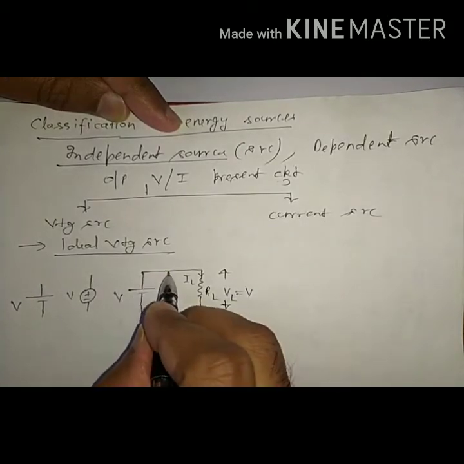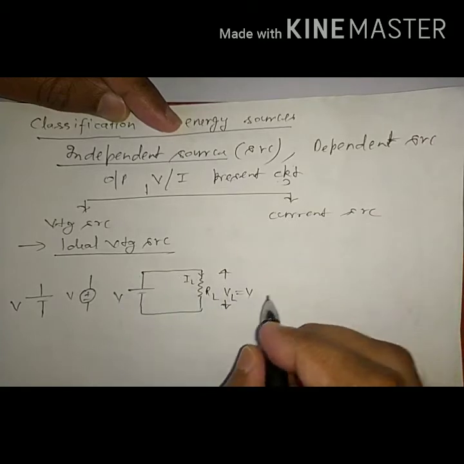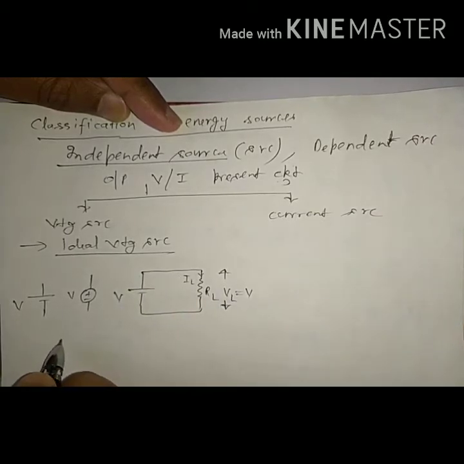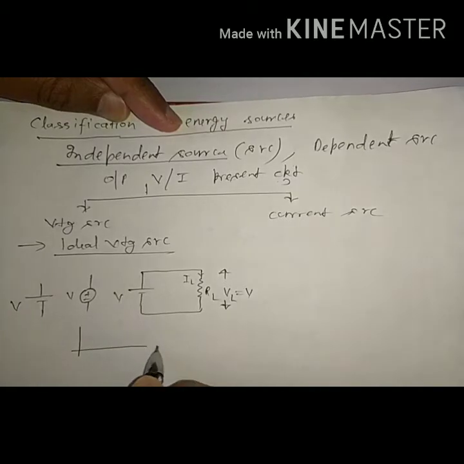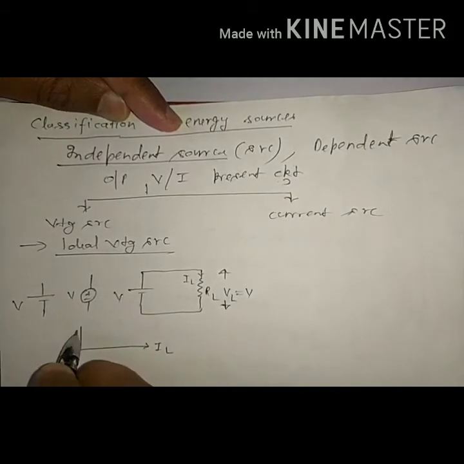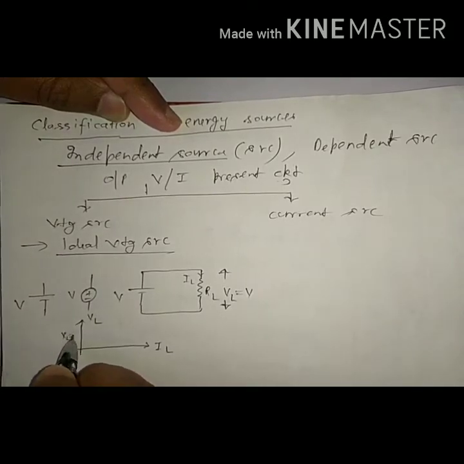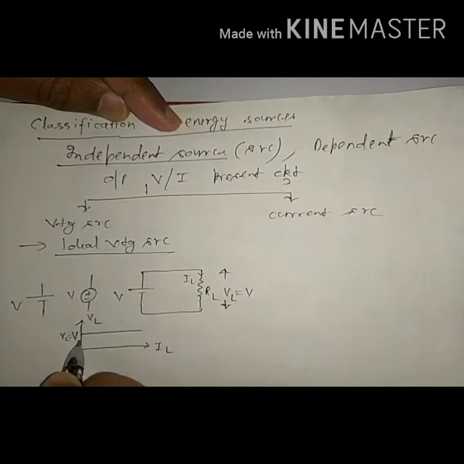There is no other resistance where a drop will occur. So if I draw the characteristic of load current versus load voltage VL, then VL equals V only. The load voltage remains constant for any value of current. This is what an ideal voltage source.